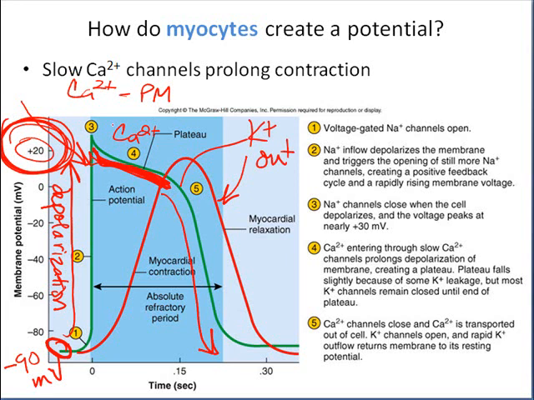These calcium gates are typically of the slow variety, we think, which is why calcium tends to linger in the cell for a relatively longer period of time than we might otherwise see, say, in skeletal muscle. And so because the calcium lingers inside the cell, we get a longer period of contraction.